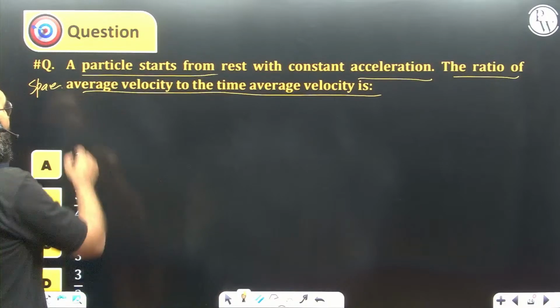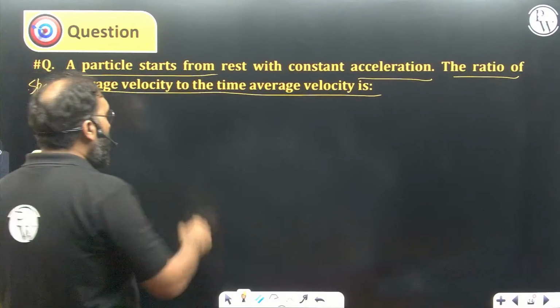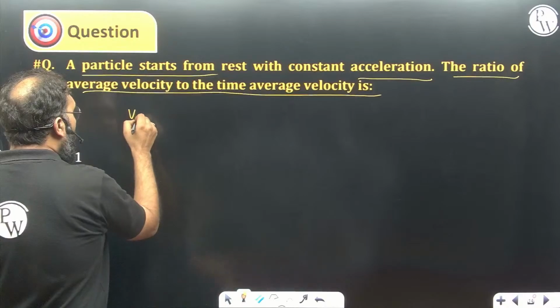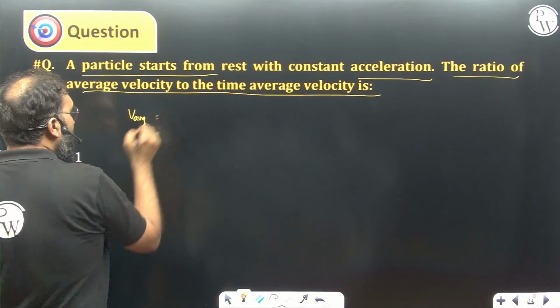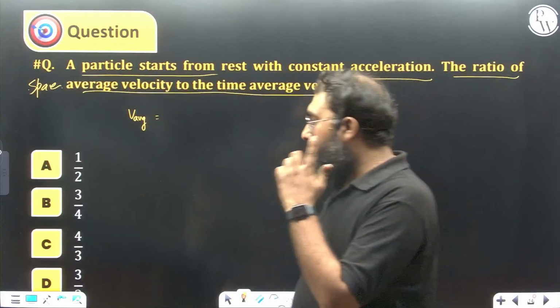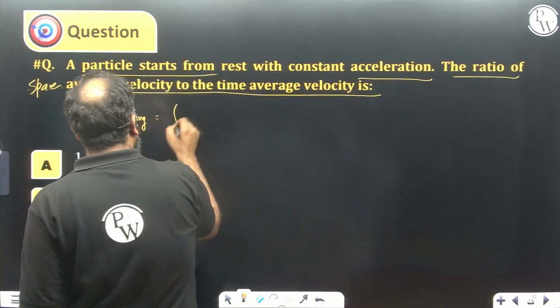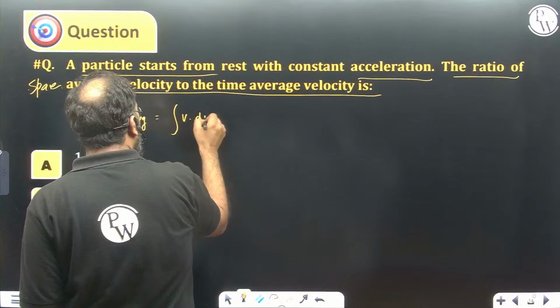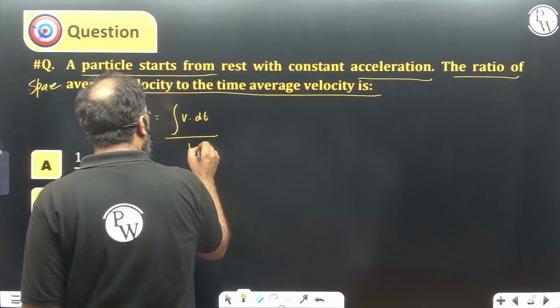So what do you mean by time average and space average? So let's say we have to find out the average velocity. So average velocity is what? It is integral of V dt upon integral dt.